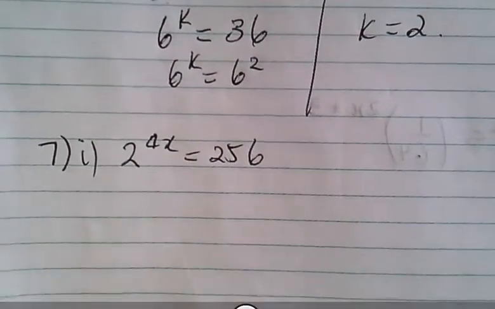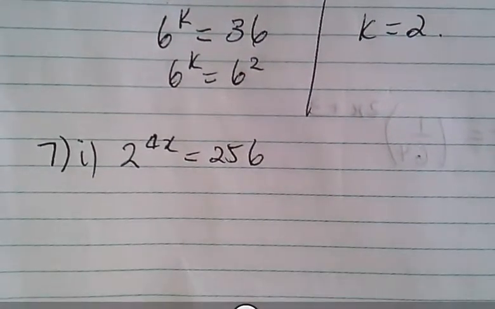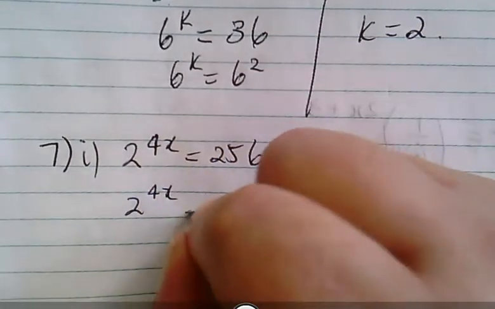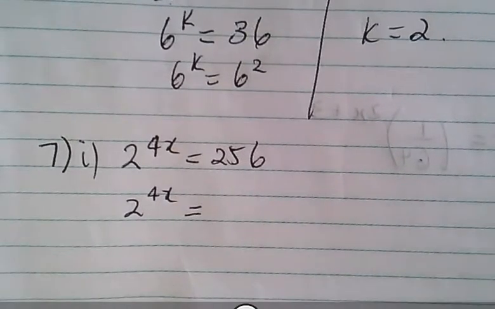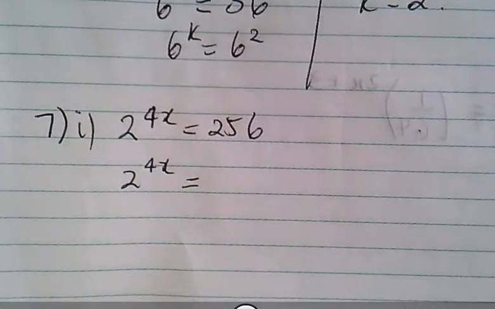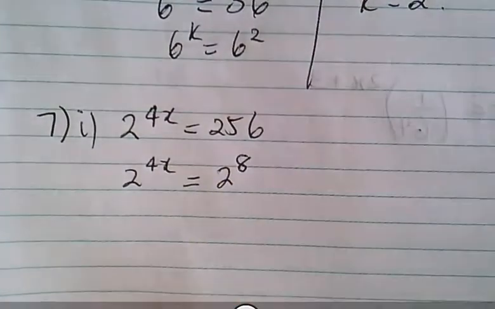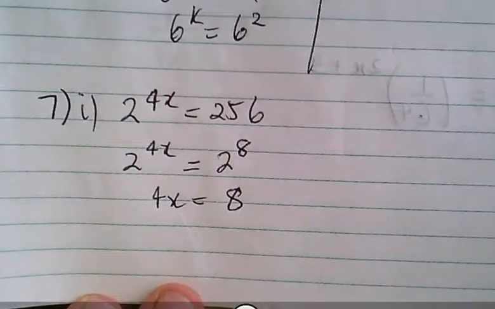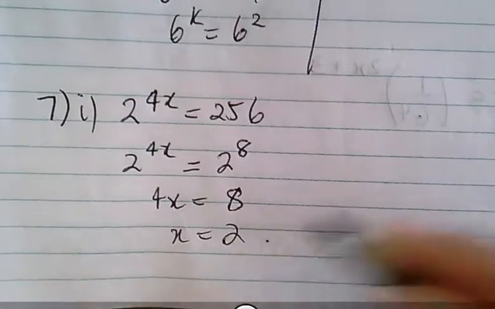Okay, next one. 2 to the power of 4x equals 256. Can we write 256 as a power of 2? Yes, 256 is 2 to the power of 8, so that one's easy. Equating powers. So this one's fine. So we've got x is 2.